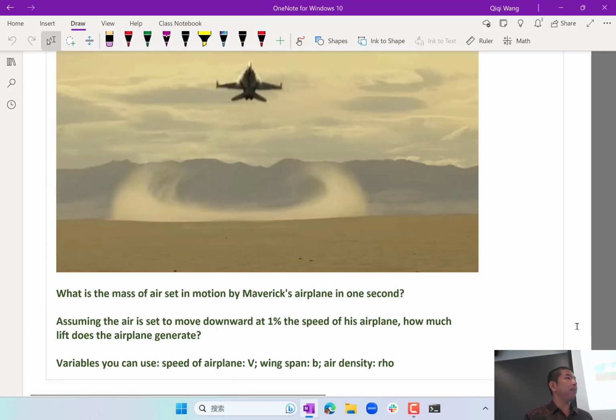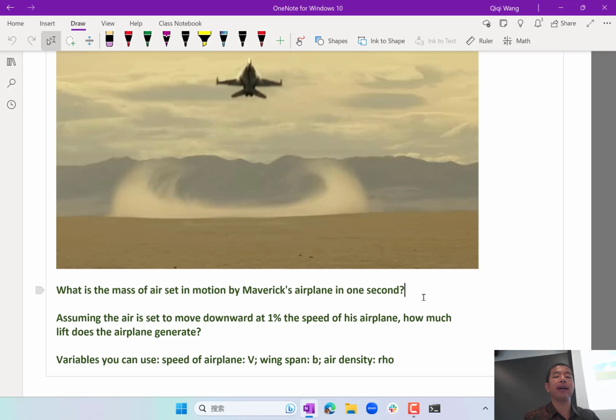I'd like you to work in pairs. Let's group into pairs and work out roughly what is the mass of the air set in motion by Maverick's airplane in 1 second. Assuming the air is set to move downward at, I said 1% here, but let's say X% of the speed of his airplane, how much lift does the airplane generate? The variables you can use are the speed of the airplane, wingspan, and the air density.